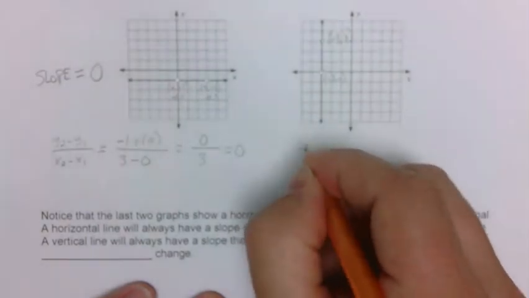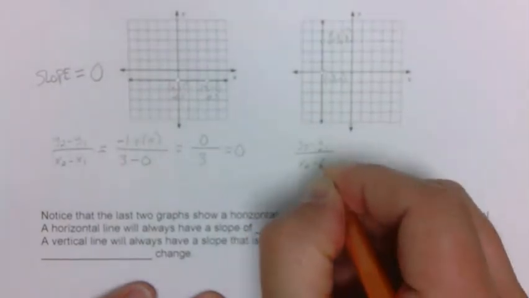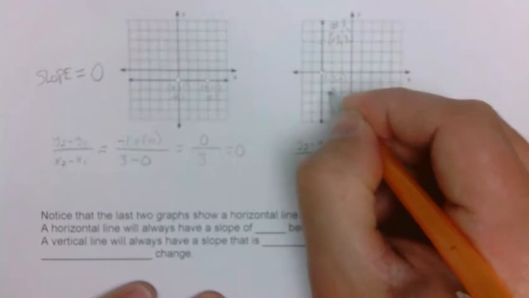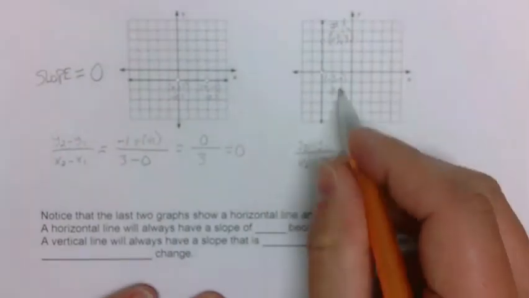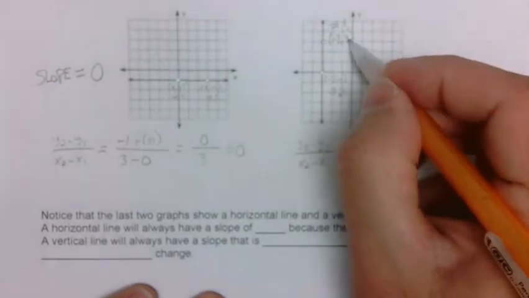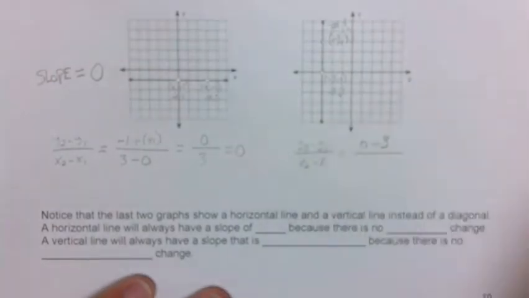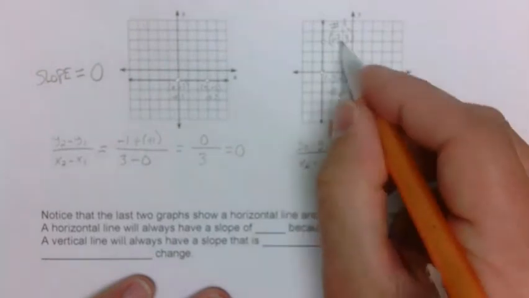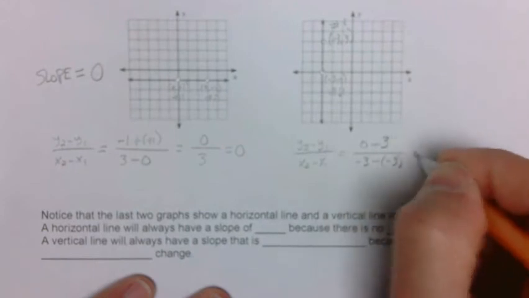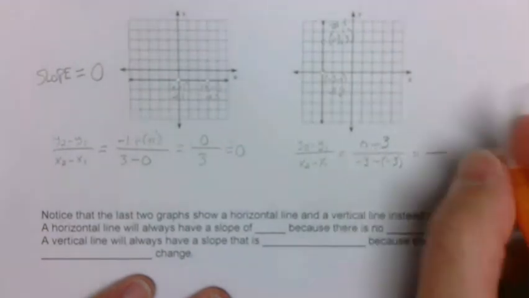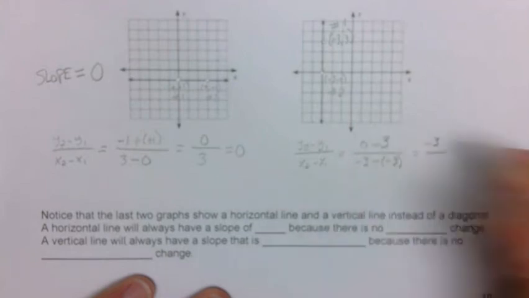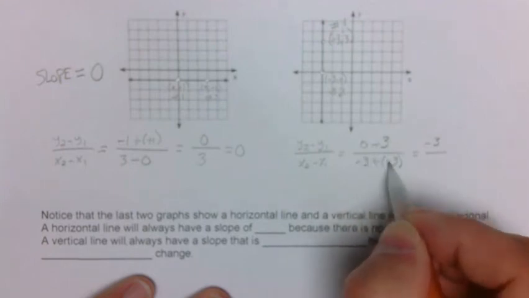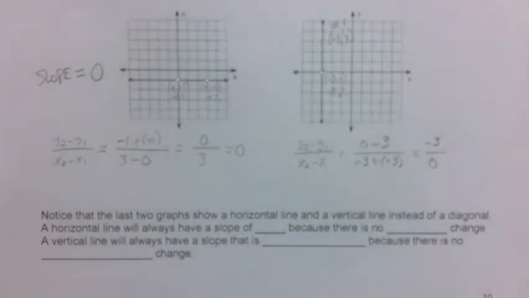All right, y2 minus y1 over x2 minus x1. Let's make that one point number 1, that one point number 2. The y of point 2 is 0, minus the y of point 1 is 3, over the x of point 2 is negative 3, minus the x of point 1 is also negative 3. 0 minus 3 is negative 3. Negative 3 minus negative 3 is the same as negative 3 plus positive 3, which makes 0.